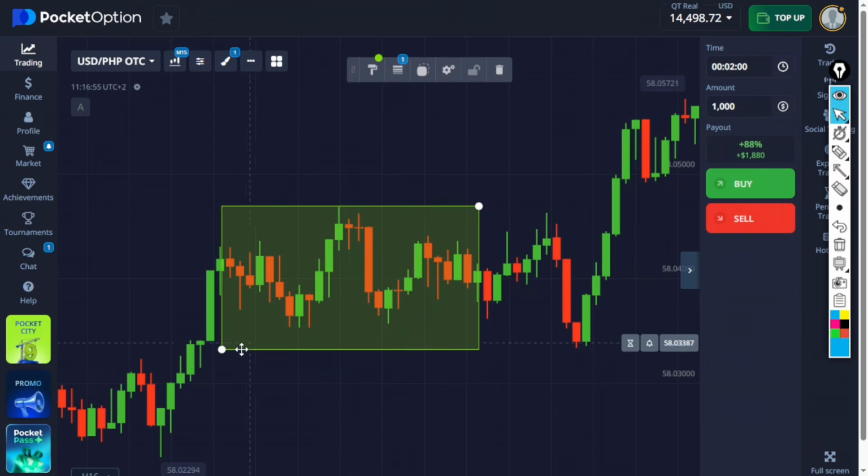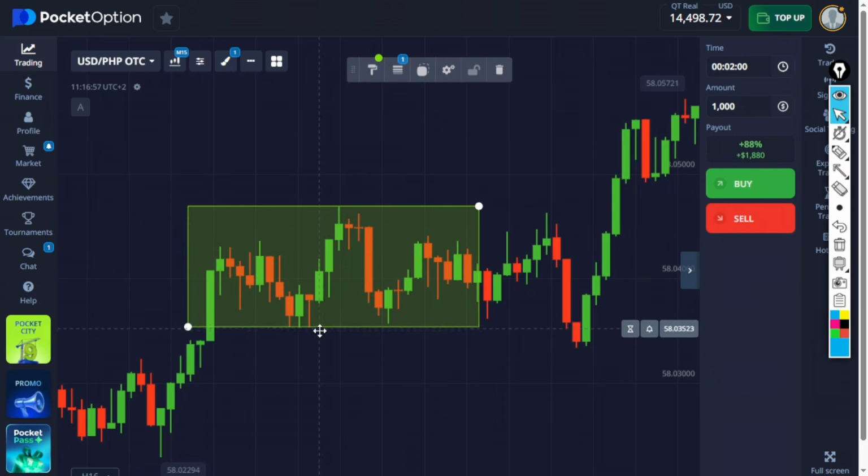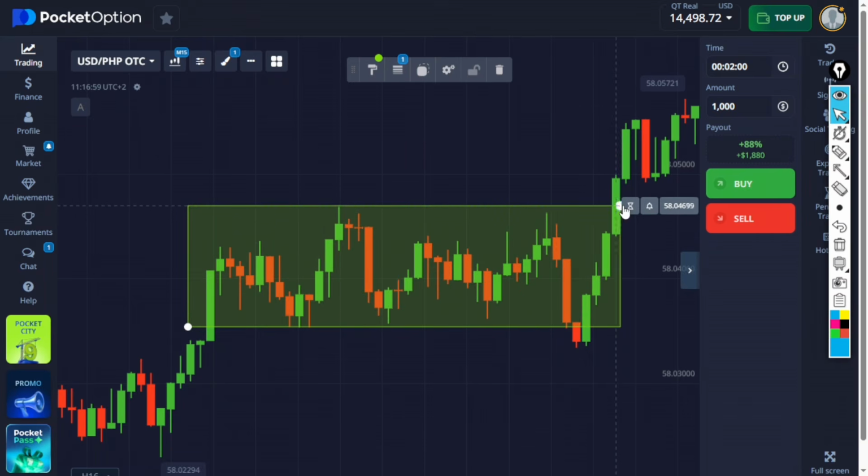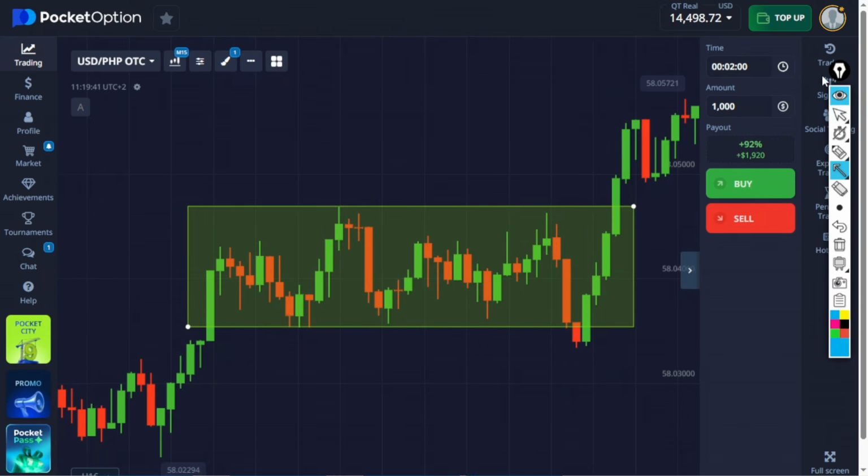Here we have the top of the zone, and down here we have the bottom of the zone. Now we're looking for one of two things here. We're either looking for a break above the consolidation zone or a break below the consolidation zone.